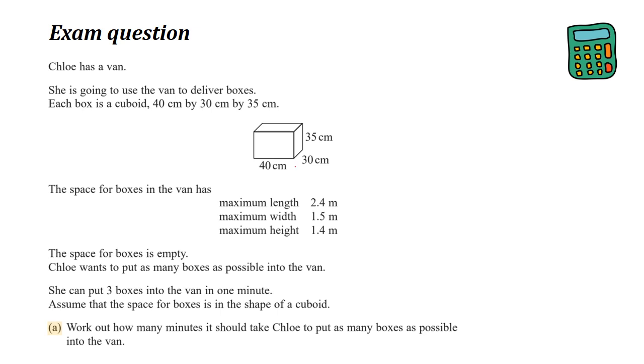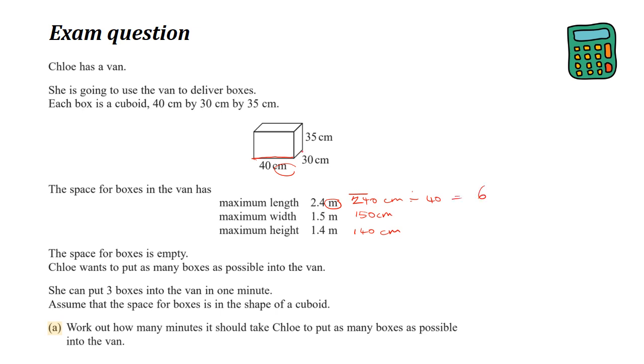Right, and once again, you've got to notice that we've got mixed units here. We need to fix that problem. So 2.4 meters is 240 centimeters, 1.5 meters is 150 centimeters, and finally we've got 140 centimeters here. Right, if we lay boxes into the back of this van, then we've got a length of 40 and a total length in the van of 240. So we can fit 6 boxes along the length of the van.